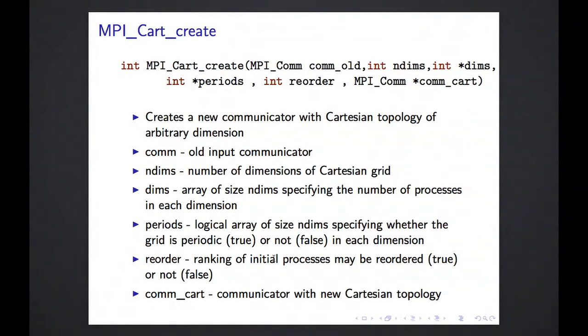There's a reorder flag, so this indicates whether the original processes can be reordered or not. And reordering might be good, again tying this to the idea that if MPI can find a better fit between the processors and the hardware, then you want to make reordering possible. And then finally here you get a new communicator, which has the communicator data type, but it's a special communicator. It's a Cartesian communicator, so it has some additional features which you'll be able to take advantage of.